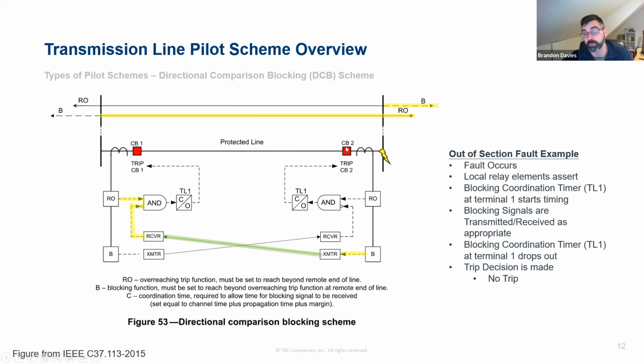The terminal at circuit breaker 2 is already not tripping because it knows the fault is in the reverse direction and it's not on the protected line that the scheme is trying to protect. Does that provide some clarity to what you were looking for? Yeah, thank you. Okay.